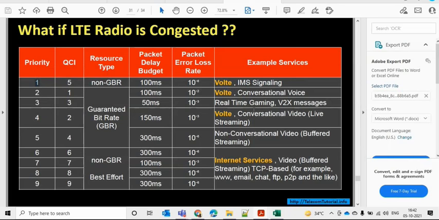And IPv4 and IPv6. IMS works on IPv6 basically, the hexadecimal IPv6, which we have. IPv4 has 4 octets, 8 bits each, and IPv6 is hexadecimal.